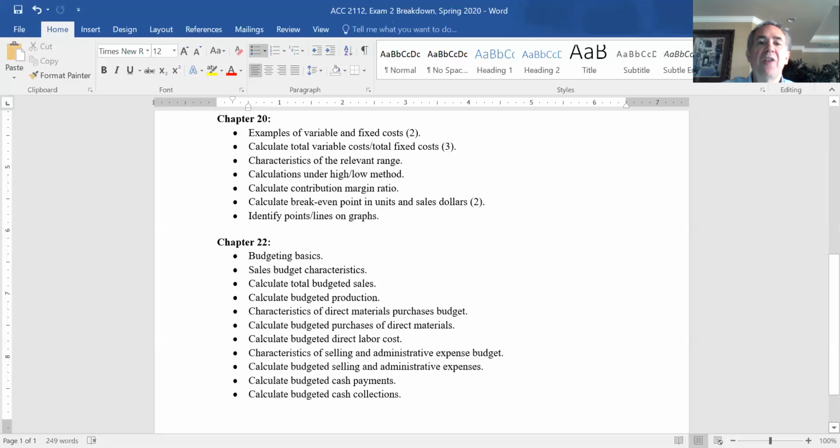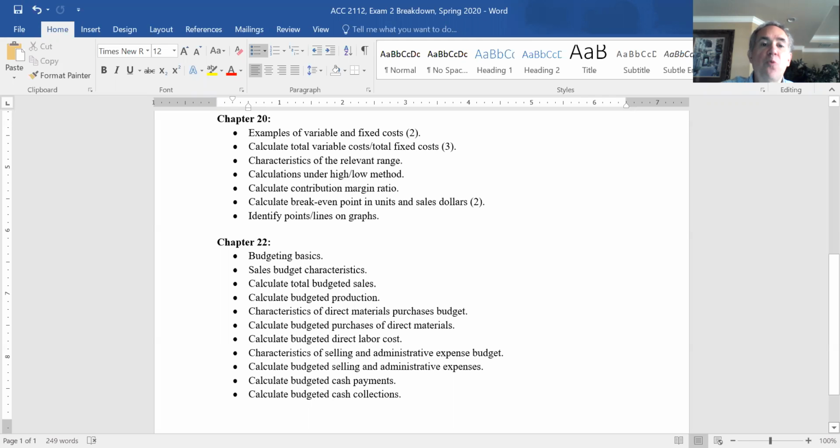Then, two on calculating the break-even point. One in units, one in sales dollars. You have the formulas for you. These will be just like we did in class. Also in the previous one, contribution margin ratio, just like we did in class, and you have the formula.